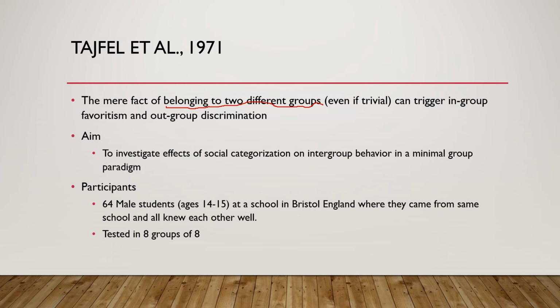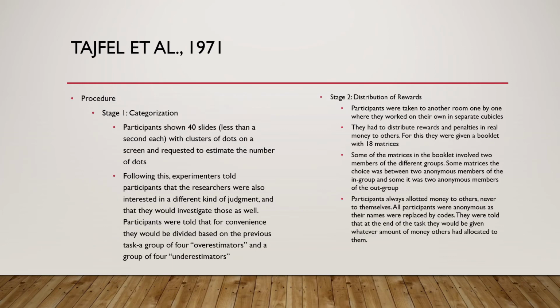So the aim was to investigate the effects of social categorization on intergroup behavior, right? How do people treat people outside of their in-group? And so they took 64 male students, ages 14 to 15, at a school in Bristol, England, where they all came from the same school. They all knew each other well. And they were tested in 8 groups of 8. So they split them up along those lines at first.